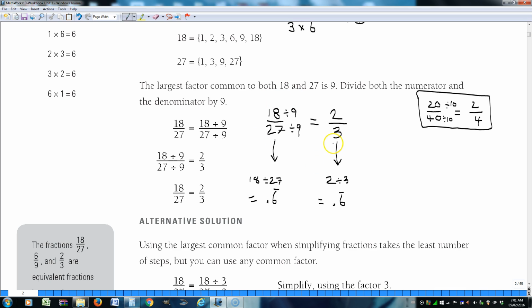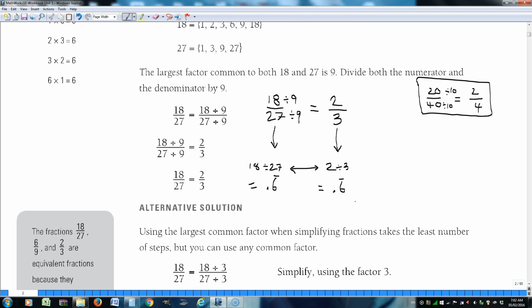We've done this question correctly because when we divide the top by the bottom, we get the decimal equivalent of 0.6 bar, and we get the decimal equivalent of 0.6 bar. That means these two are equal to one another. Sorry, the 18 over 27 and the 2 over 3, they're equal because they have the same decimal amount. That's how you check your work.